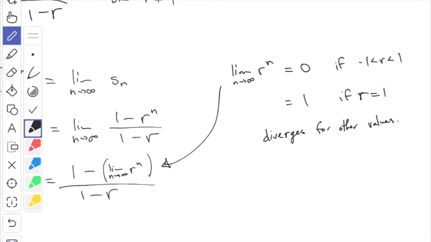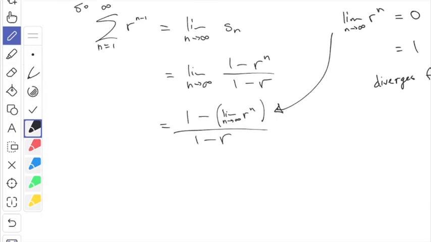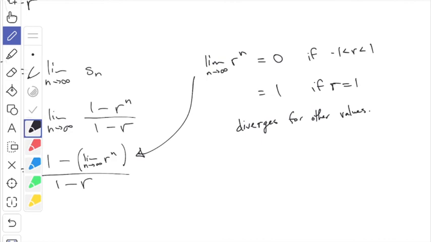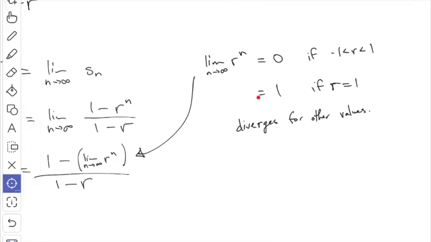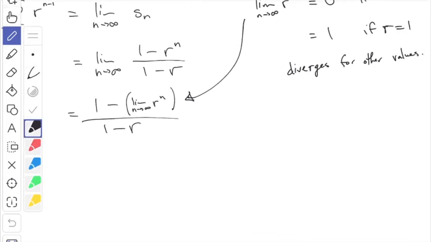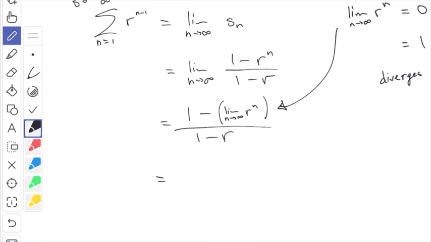And so the same sort of thing I can say here. What I want to say is this limit right there is going to be 0 for most of the time, right? The only time it's not 0 is when r equals 1. But we've already seen that's a special case. We are not considering r equals 1 when we're using this formula. And then it diverges for other values. So that limit right there is going to be 0. And we just get this, all right?